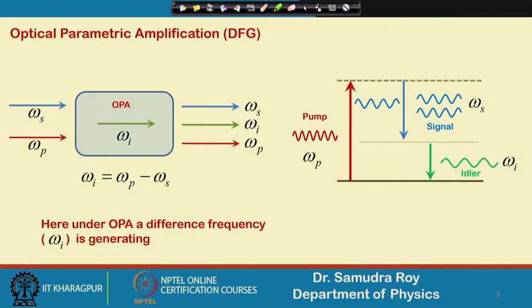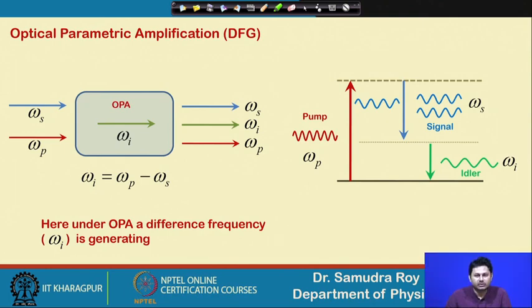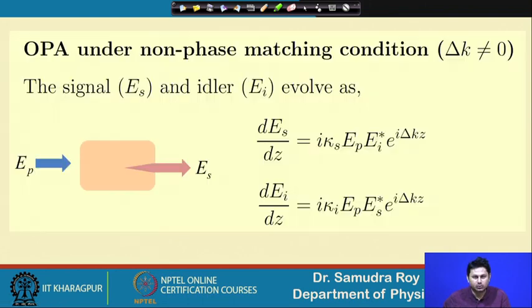the signal will evolve and also amplify, but at the same time the idler wave is also generated. The idler wave has the frequency omega p minus omega s, that means it is nothing but the difference frequency. So, the signal is amplifying, the difference frequency is generating. This condition we already did in our previous class, but today we will do it with the condition that there is no phase match here. So, the condition imposed here is delta k not equal to 0.